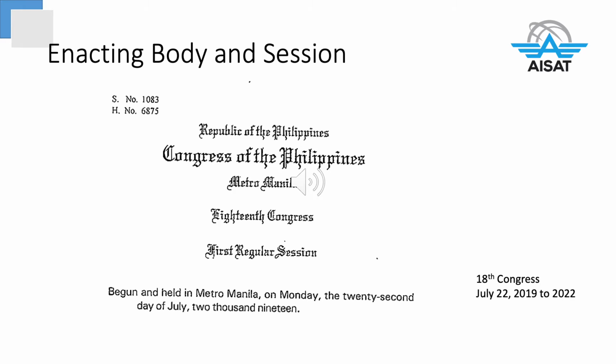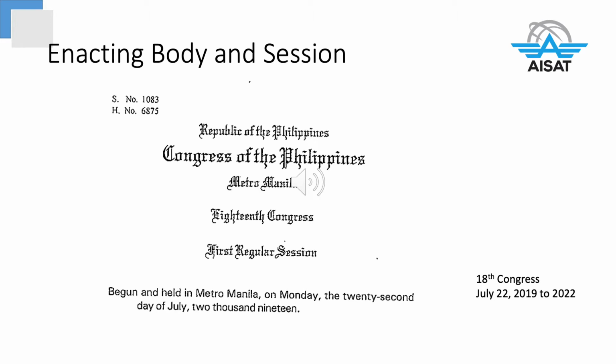So we start off by looking at the enacting body and the session in which the law was made. Here we have S number 1083, which stands for Senate Bill number 1083, and then we have H number 6875, which stands for House Bill number 6875. A bill is an initial form of the law that is proposed by a sponsor either in the Senate or in the House. So that form is the initial form of the proposed law. And finally, when the bill goes through the lawmaking process, then we have the final version, which becomes the law.